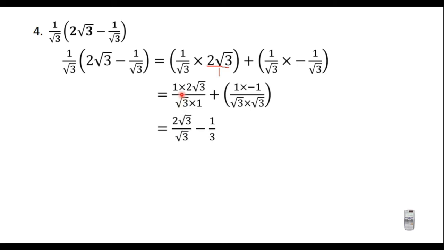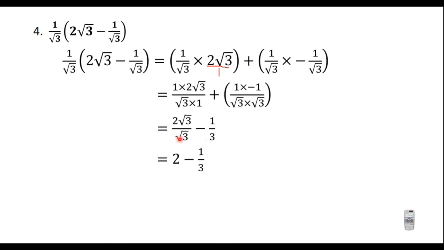We know that 1 times 2 root 3 will give us 2 root 3. Square root of 3 times 1 will give us square root of 3. Then minus, since you have the minus here, you bring it here. 1 times 1 will give us 1. So you can see from here that 1 times minus 1 gives us minus 1. So the negative will now come outside here to give us minus 1 over square root of 3 times square root of 3 will give us 3. From the properties of surds, we have seen that.